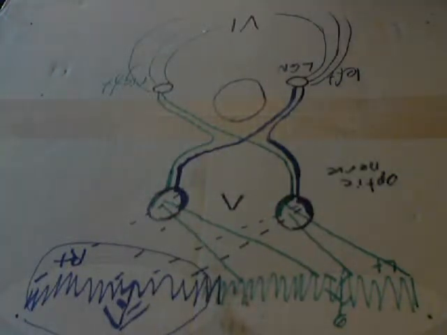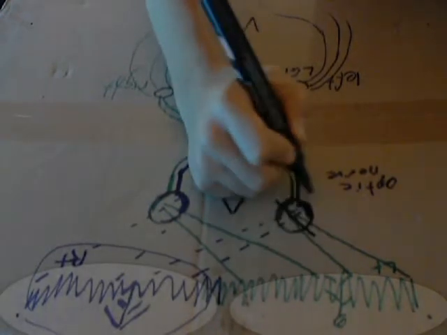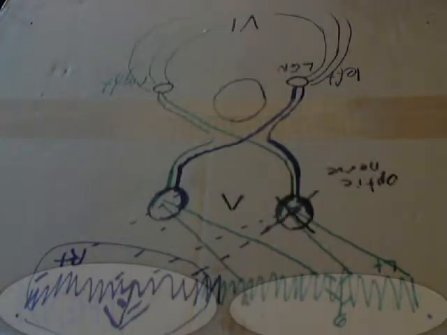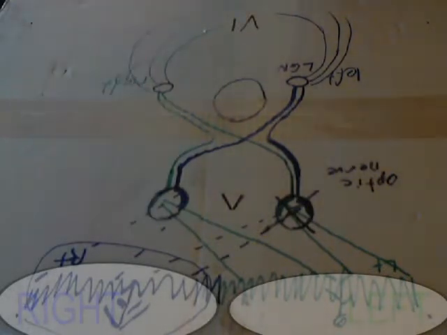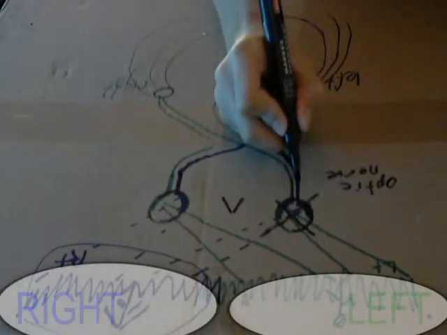So, if someone loses his left eye, it is quite clear what the defect will be. If he loses his left eye, he will only be able to see from his right eye. Same thing would happen if he loses that.